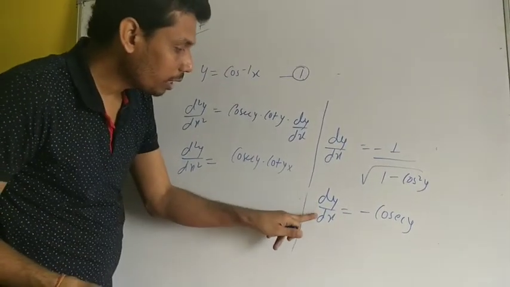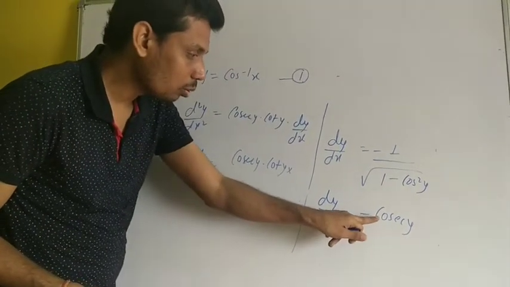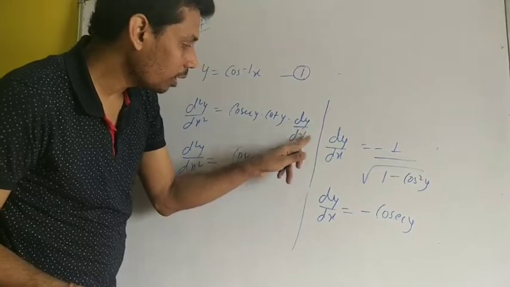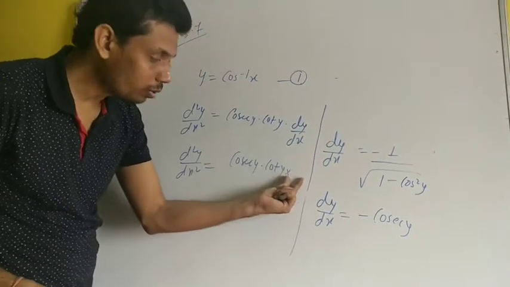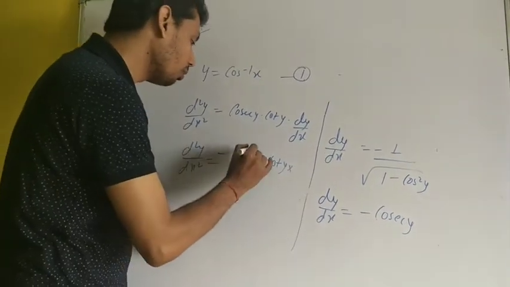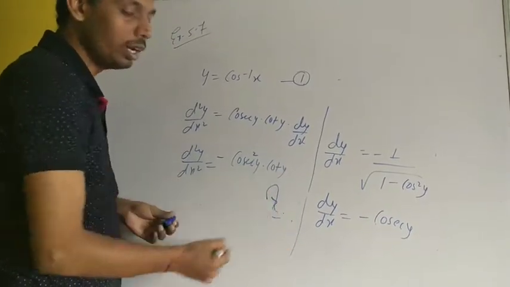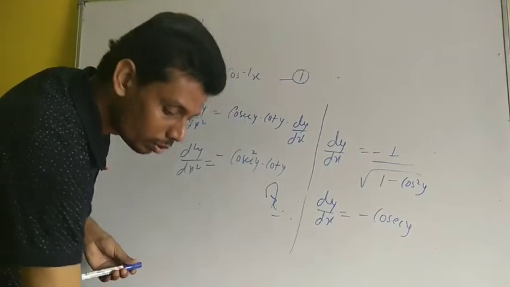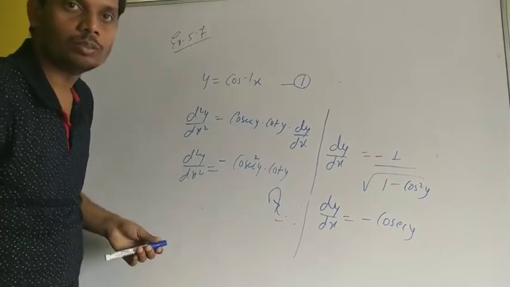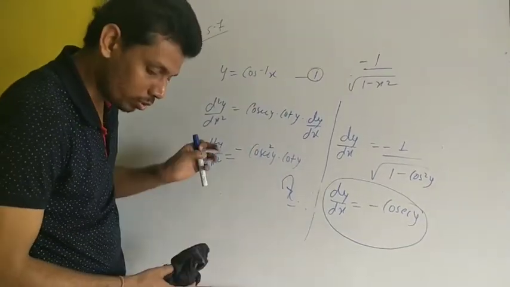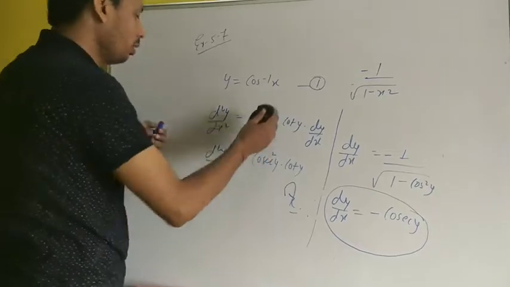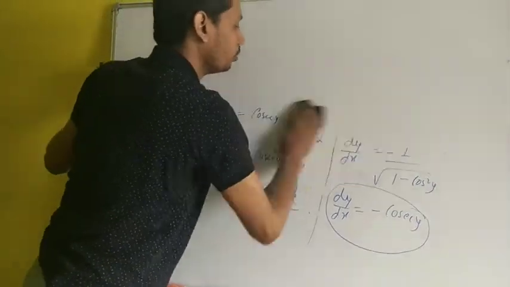So d square y by dx square is equal to cosec y into cot y into dy by dx, and the value of dy by dx is what? Minus cosec y. So this dy by dx can be replaced by minus cosec y, so this becomes minus cosec square y into cot y, which is the required answer. So this part is clear to you all. This was question number 12. Now see question number 13.